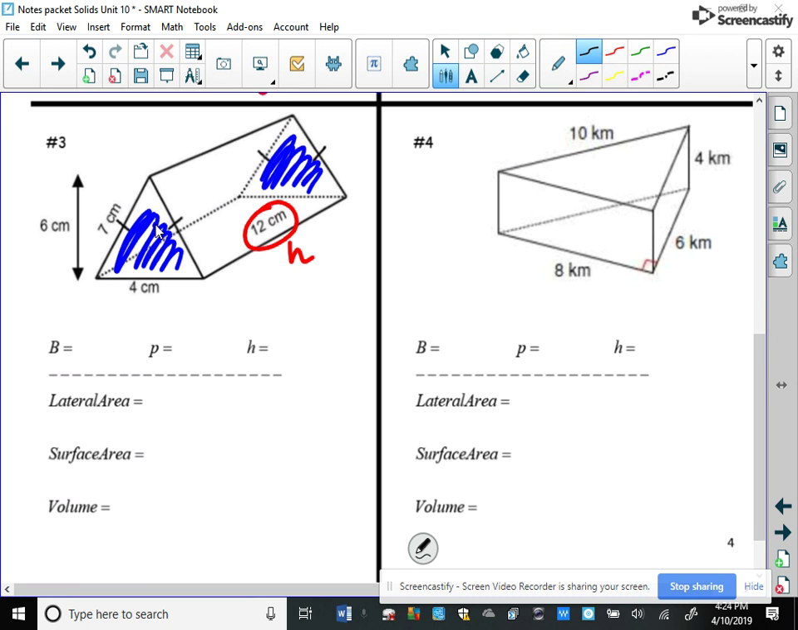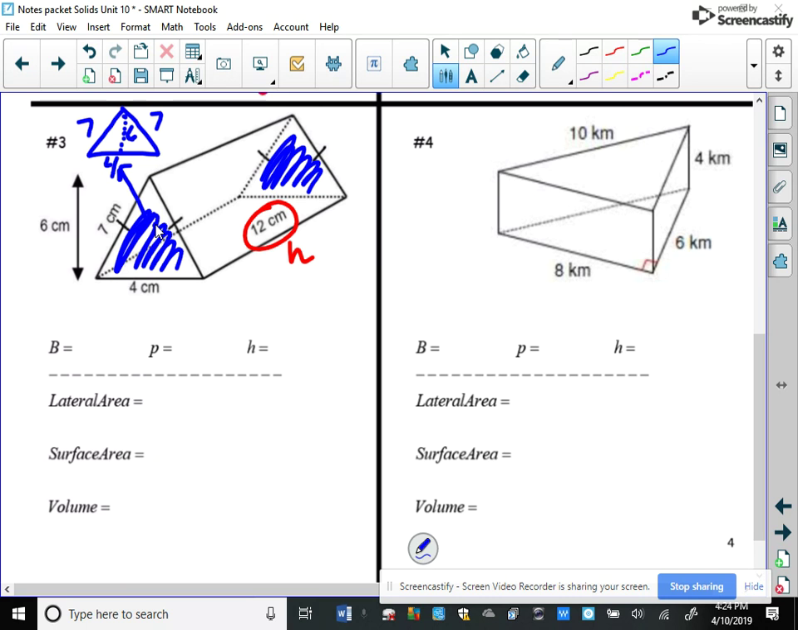Now, as I said before, I just redraw the triangle, and then I can compute all the rest of my stuff. So we're not going to compute everything. I'm just going to show you what the base is and how to compute the B and the P. So the base is this triangle right here. If I label everything, I got 4 on the bottom, I got 7 over here, there's a tick mark, so that one's also a 7, and then the height is 6.